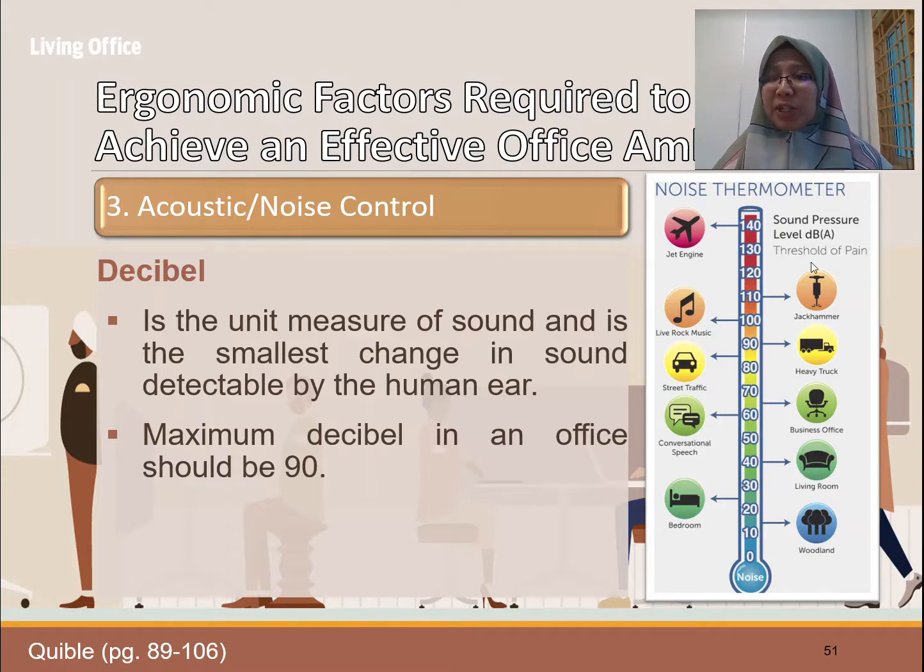Okay, you can see this one, a jackhammer used for making a hole or breaking cement. The decibel for this one is quite high, which is 110. But again, the highest one is the jet engine, especially the airplane, which is 140 decibel. So this is an example of the acoustic or noise control in the office. We need to make sure that we do not have very loud noise, because it will affect the people around you.